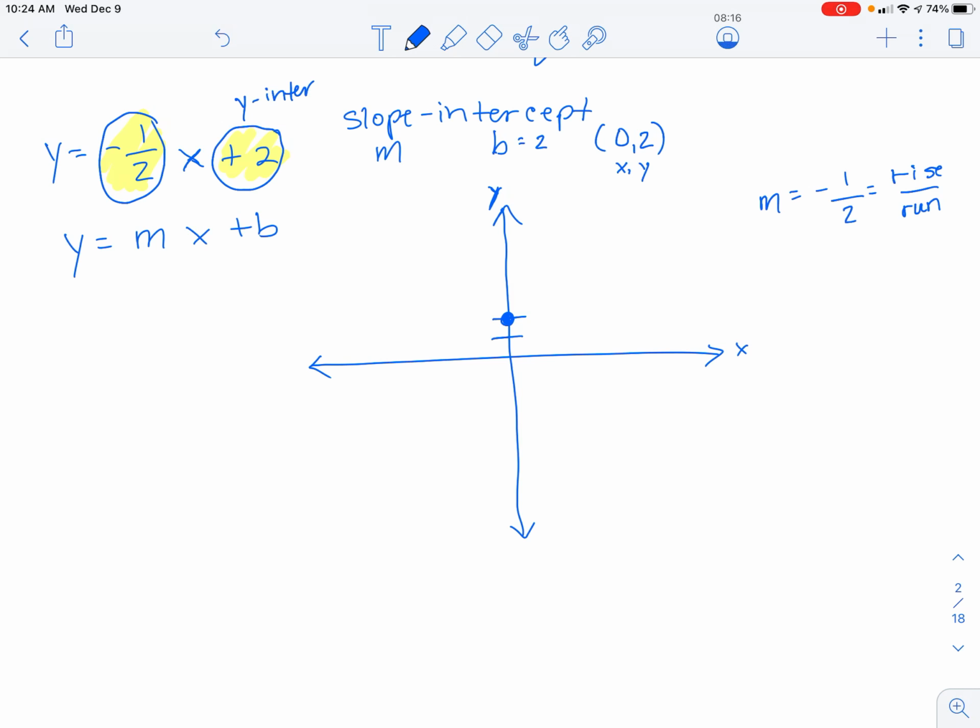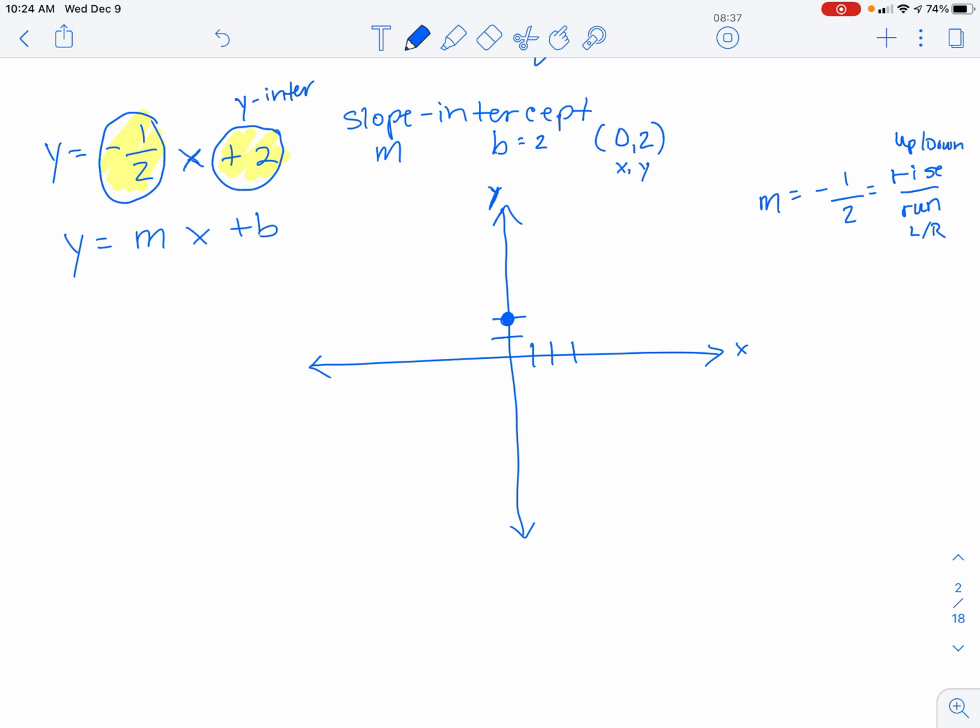So let's go ahead. We're going to rise. I'll go ahead, since my negative is looking like it's on my 1 more so than on the 2, I'm going to rise a -1. Rising goes up or down. Running goes left or right. So this is left or right, and this is up or down. Since it's negative, we're going to rise down. So let's go down one spot.